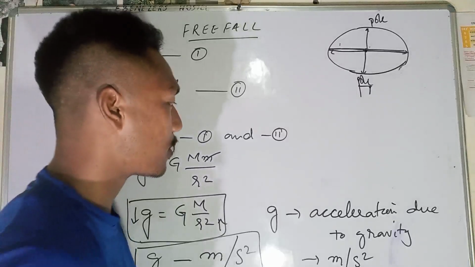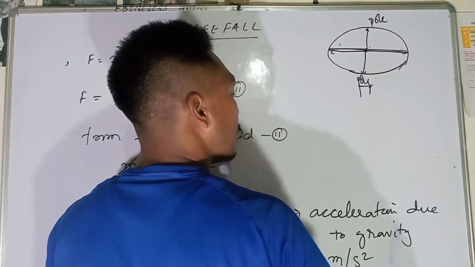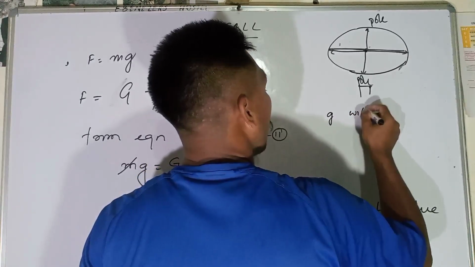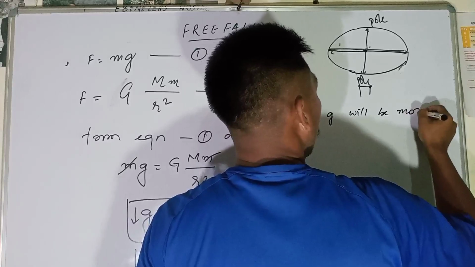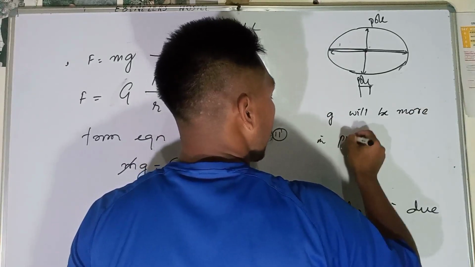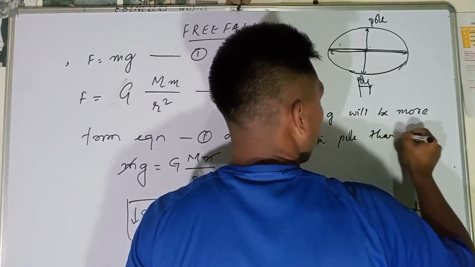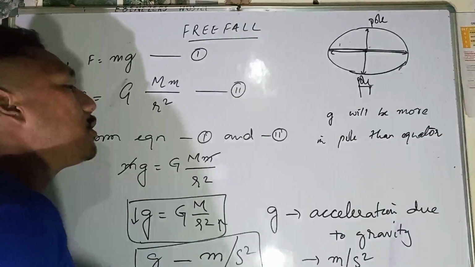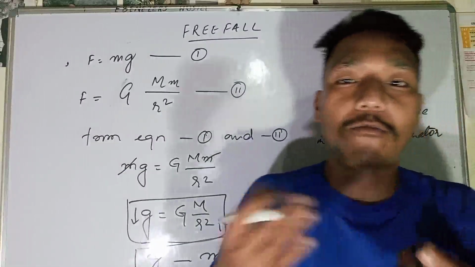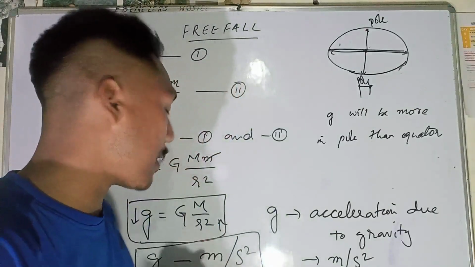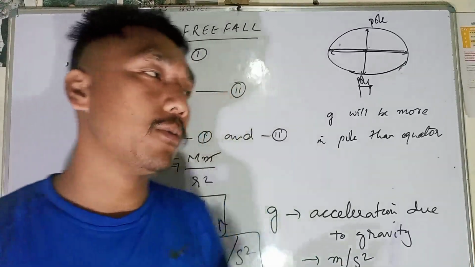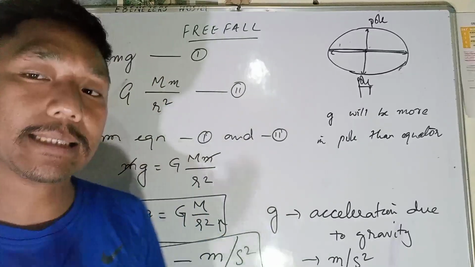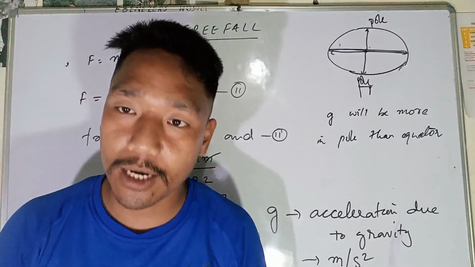So what does it mean? Remember this one: acceleration due to gravity will be more at the pole than at the equator. The more we go far from the Earth, the more the acceleration due to gravity will reduce. I think you're clear about this one.